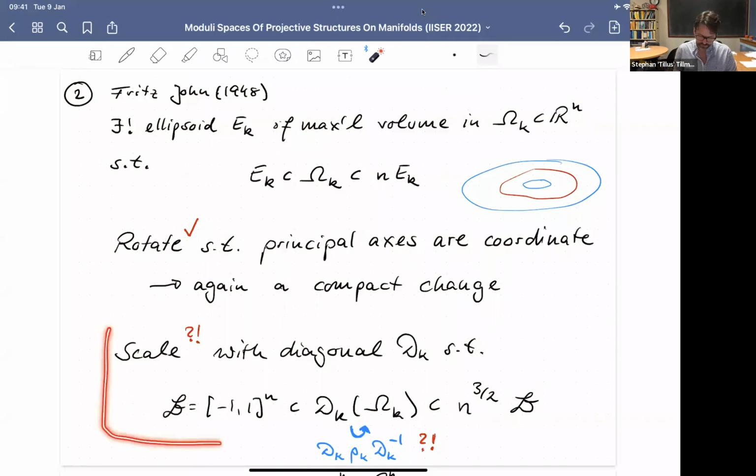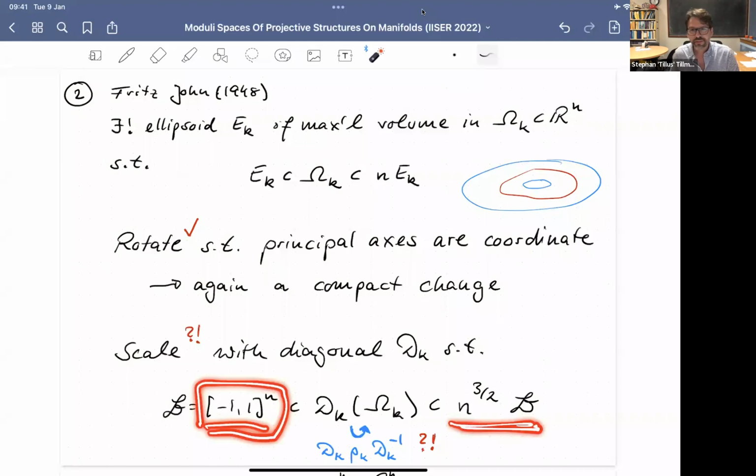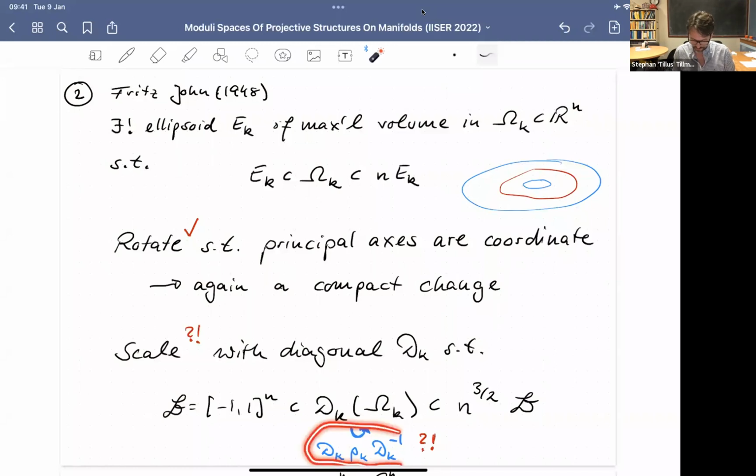But now I want to scale with diagonal matrices so that after the scaling, I get the scaled thing sitting between just a unit box and a box of some controlled size. Okay. So here then, this is again the same issue, you will tell me, right? How do I know that entries of my matrix are not blowing up, are not going to infinity?